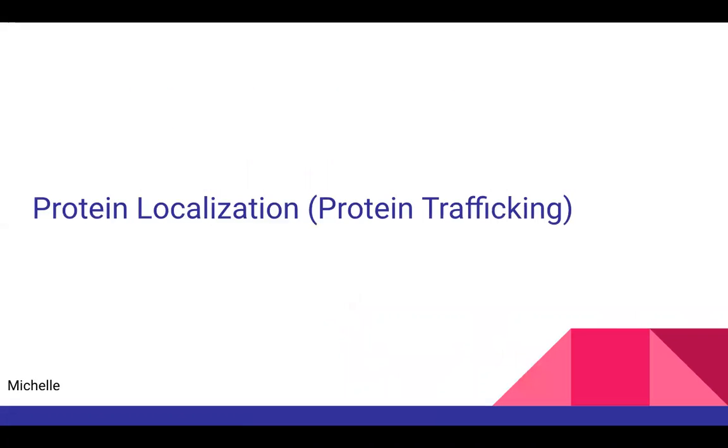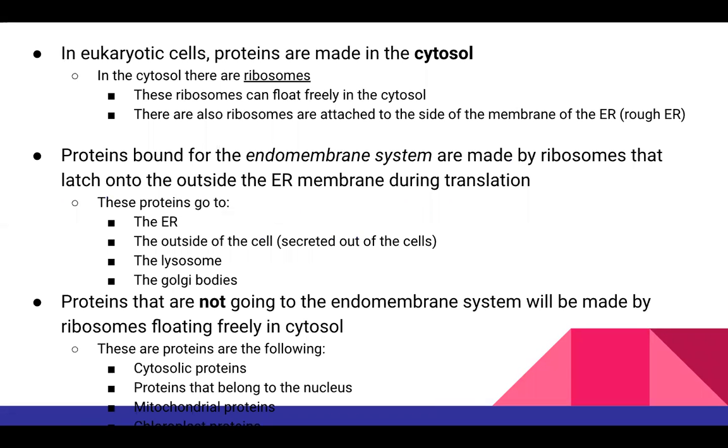Okay. And now we're going to jump into protein localization or protein trafficking. I'm going to read what's at the bottom there, but I think it's been cut off. But anyways, in eukaryotic cells, proteins are made in the cytosol. And within the cytosol, you have ribosomes, and there are two types of ribosomes. There are ribosomes that can float freely in the cytosol, and then there are, I believe, membrane-bound ribosomes that are attached to the side of membranes on the rough ER.